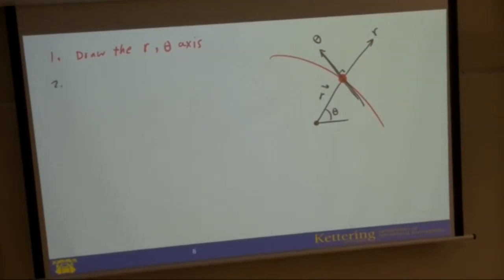Next, draw the tangent line. How to draw a tangent line? It's an easy one. Just draw a line that is tangent to this particle at this point. This is the tangent line.